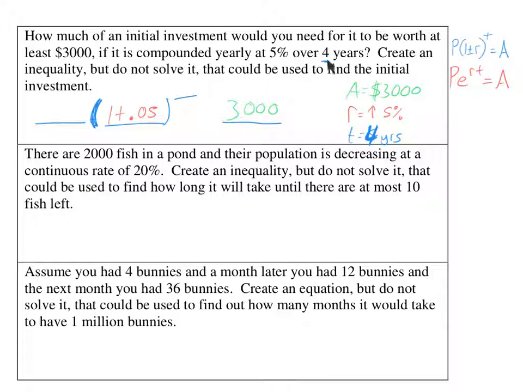Okay, and the last one's 4 years. Is 4 going here or here? Well, doesn't time go up here? So my 4 years go there. So we're trying to find this. So could I put P or could I put X?